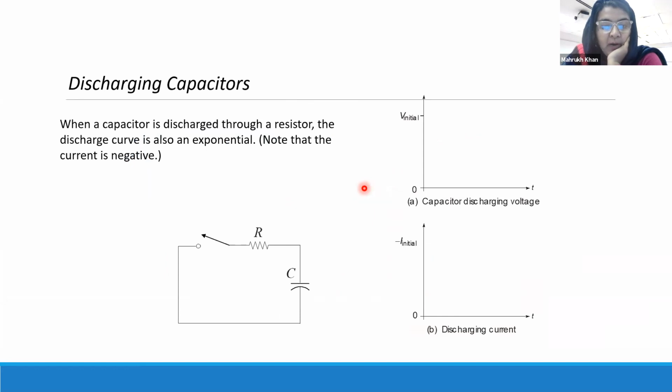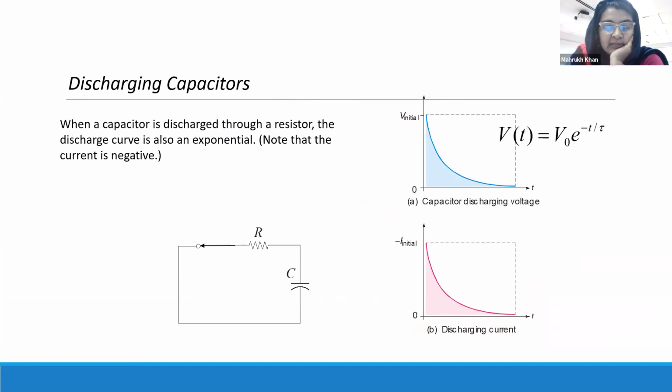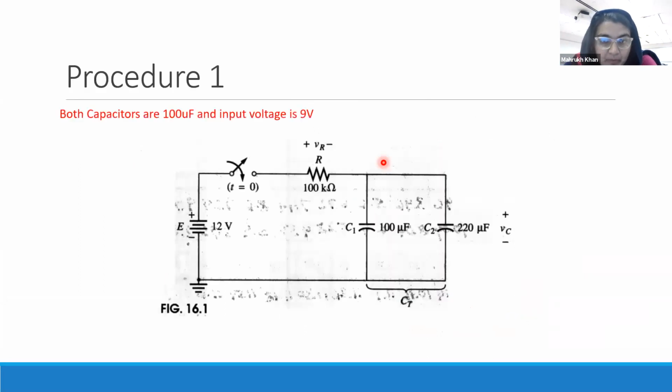Okay, so now when the capacitor starts discharging, its curve is like that, and the voltage is E to the power minus t by tau, which is the same as when we were seeing decaying current, right? So the voltage across the capacitor will be the same.